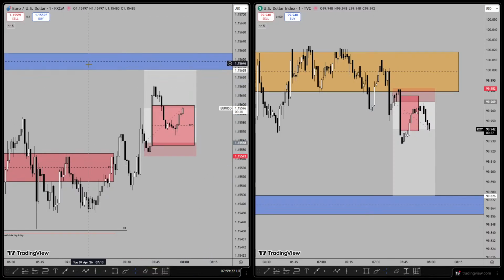So our first target is the 15-minute fair value gap. We're looking to take half of the position off as soon as price trades to the 15-minute fair value gap. Now, price came close to our entry before the retracement.